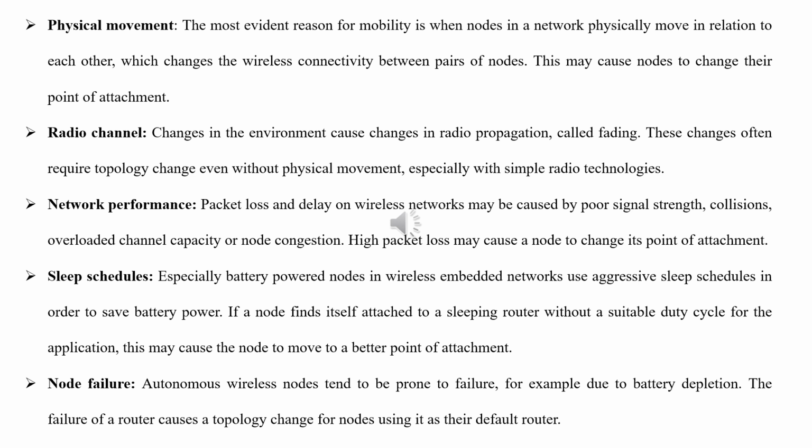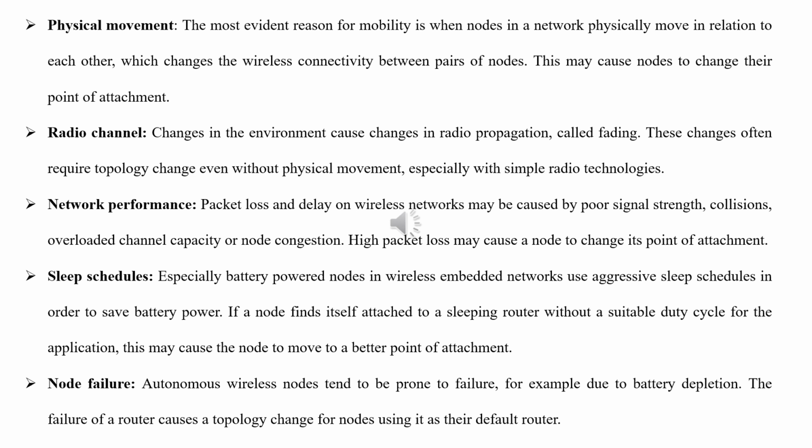Radio channel. Changes in the environment cause changes in radio propagation, called fading. These changes often require topology change even without physical movement, especially with simple radio technology. Network performance. Packet loss and delay on a wireless network may be caused by poor signal strength, collisions, overloaded channel capacity, or node congestion. High packet loss may cause a node to change its point of attachment.